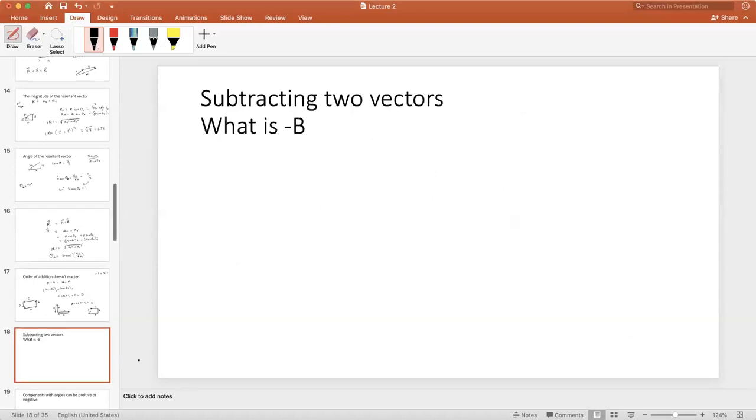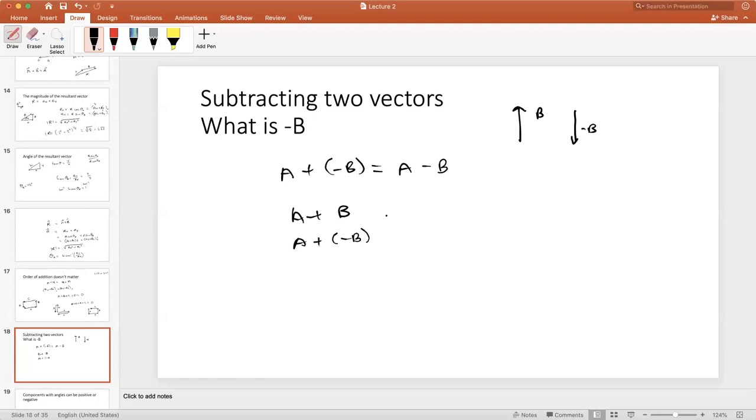One really, really important thing, though, is we've already said that if B upward is positive, then the same magnitude, 180 degrees opposite direction, is negative. That is subtraction. Subtraction in vectors, A plus negative B, is essentially A minus B. They're the same thing. However, there's a huge difference between A plus B and A plus minus B. And that's probably obvious to you, but let's look at it.